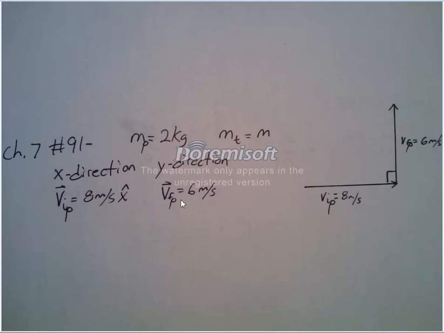And then it says after it hits the target, it is deflected at a 90-degree angle in the positive y direction. So we can say the final velocity of the projectile in the y component is 6 meters per second. It gives us the mass of the projectile, and we're going to say the mass of the target is equal to m, for simplicity's sake. It may seem confusing at first, but it'll make sense later.